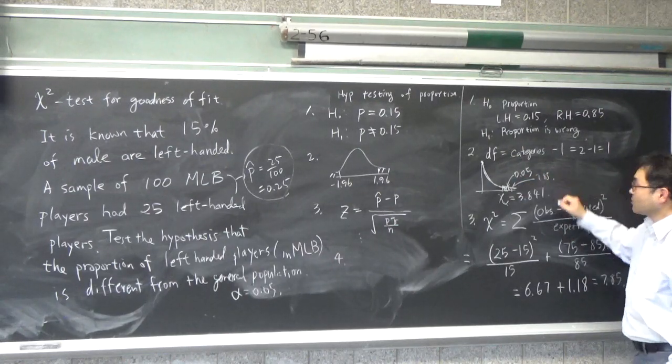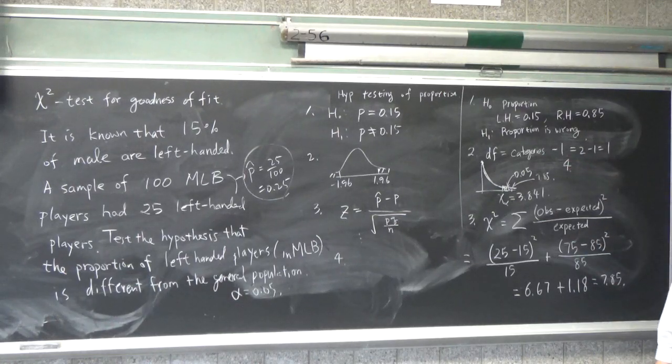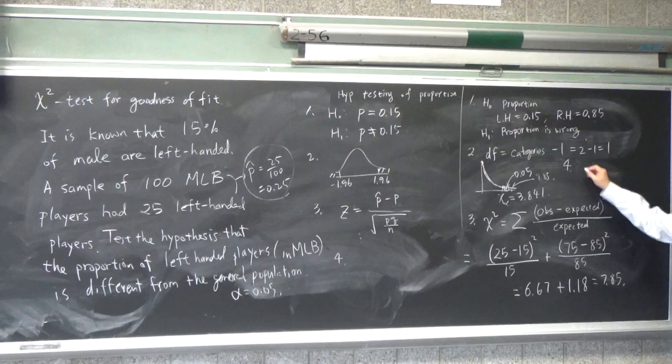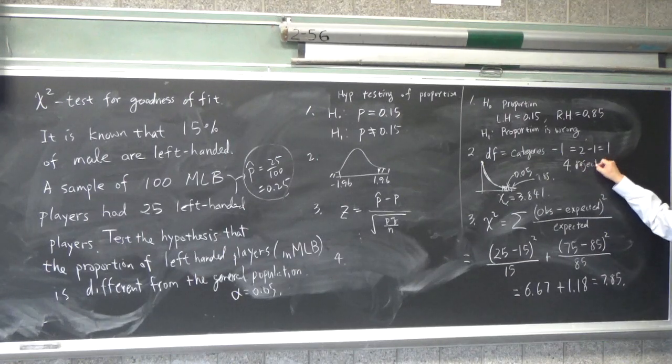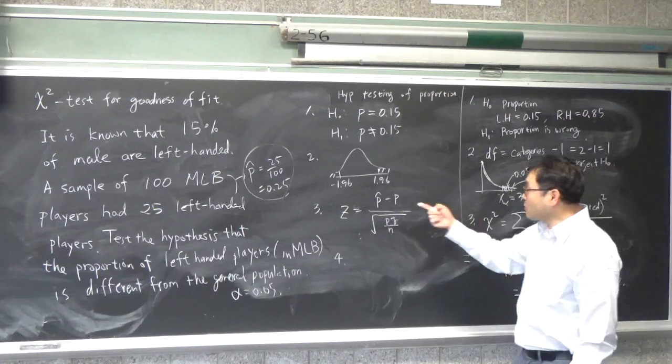7.85. So what's our conclusion? Number 4. Reject or accept? Reject H0. Which means that we have proven with 0.05 significance level that the proportion of left-handed people in the MLB is quite different from the general population. That's what we proved.